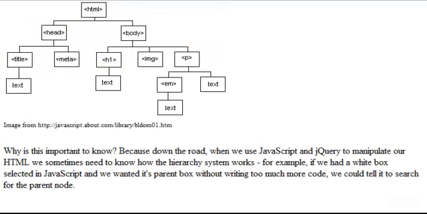So you might ask yourself, why is this important to know? Well, because down the road when you're using JavaScript and jQuery, and you want to manipulate your HTML, sometimes we need to know how the hierarchy system works. For example, we have our white box from above. If we select that in JavaScript and we wanted to select its parent box, which was the red one, we could tell it to search for the parent node. Instead of writing a whole new set of code, we could simply select the parent one. And that is the document object model, or the HTML hierarchy.